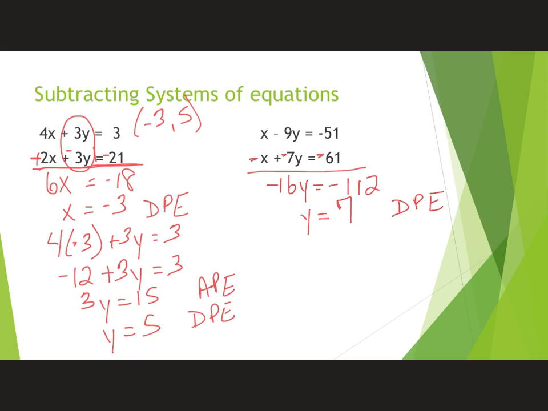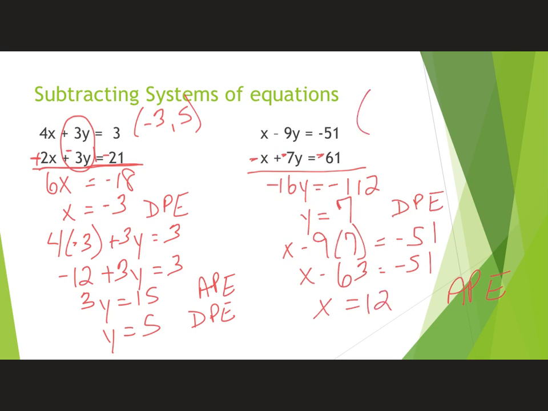I'm going to put that into one of my equations. So I have x minus 9 times 7 equals -51. x minus 63 equals -51. I'm going to add 63 to both sides. When I add 63 to both sides, I get x equals 12. So my answer again, x is always first, is 12, 7.